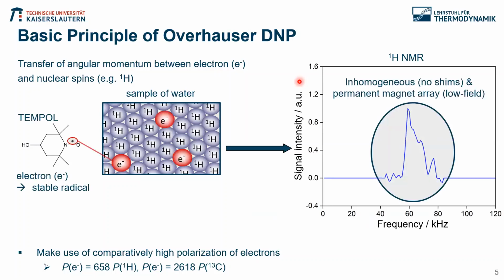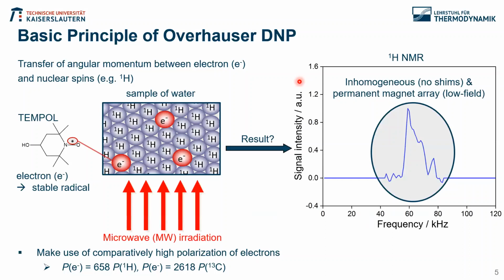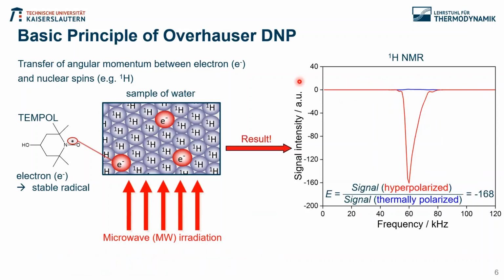We dope our sample with electron spins and transfer their polarization by on-resonant microwave irradiation on the electron spin Larmor frequency to the surrounding protons. And we get a quite decent signal enhancement. Of course, it is not as high as in solid-state DNP, but worthwhile doing the experiments.